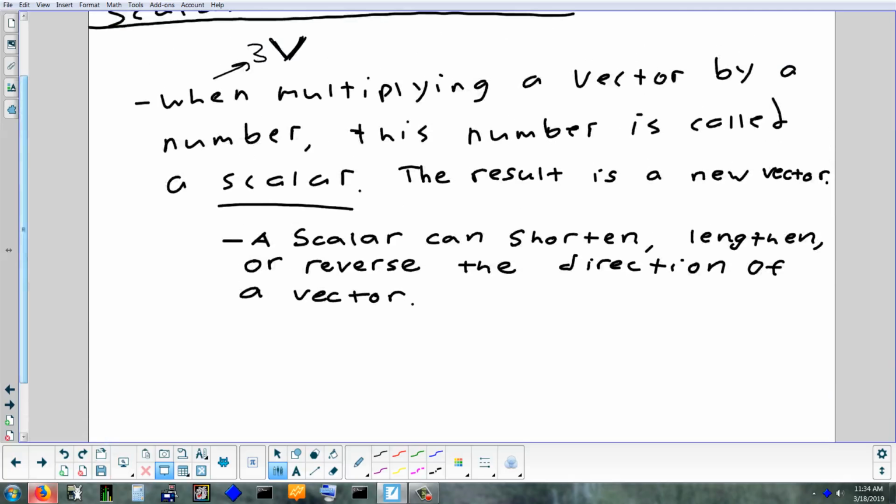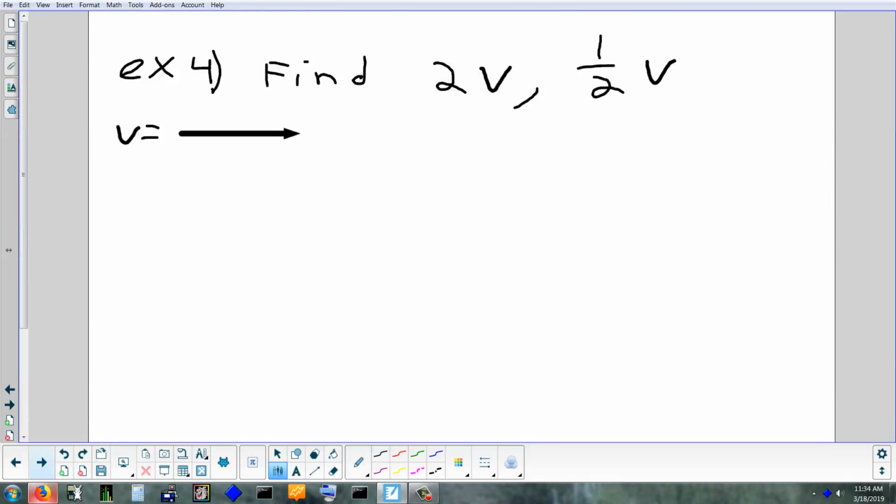Okay, so eventually we'll be scaling vectors and just combining the results numerically. I'm going to show you how to do it visually to start with. They gave us the vector v, and they want us to find two things, 2v and a half v.